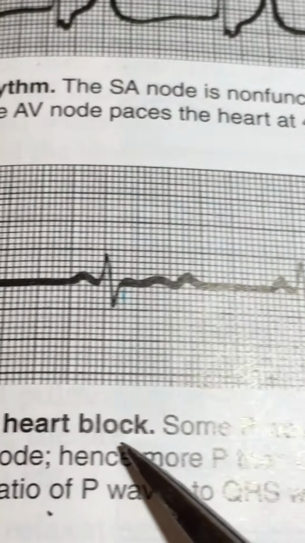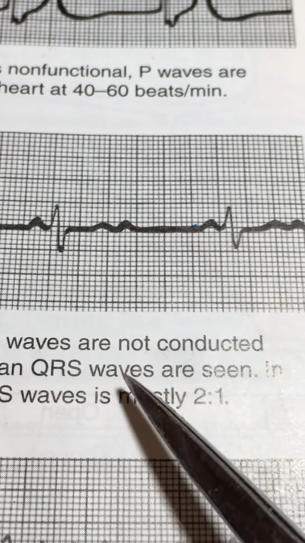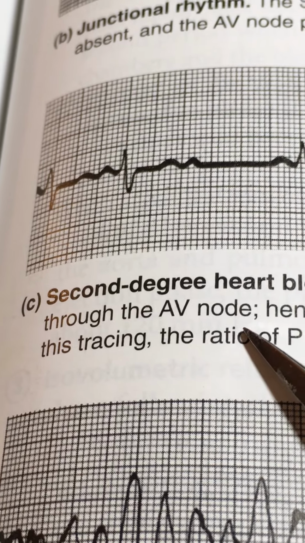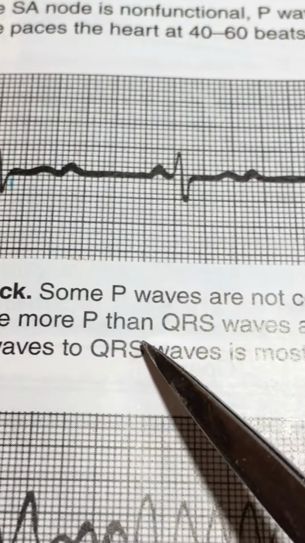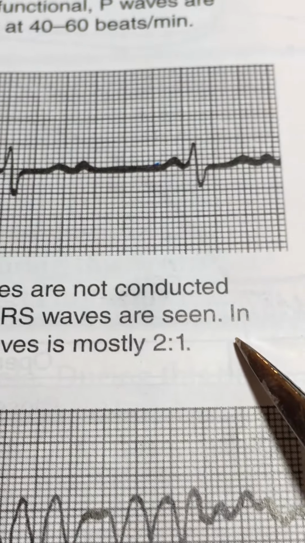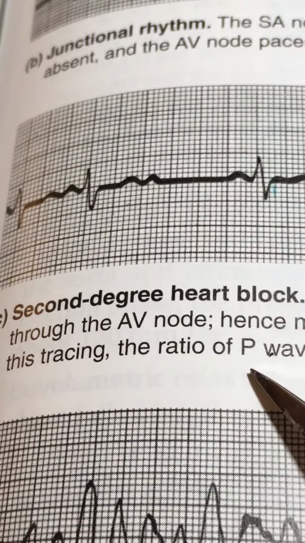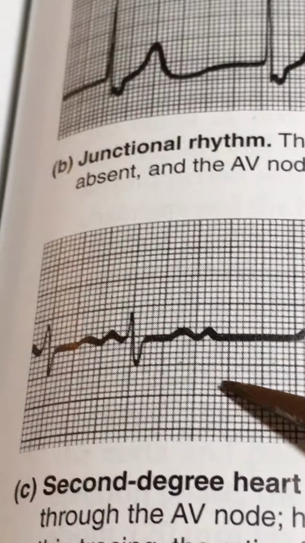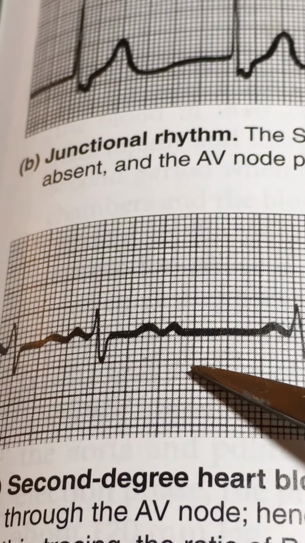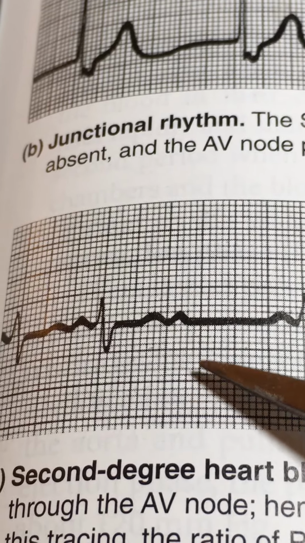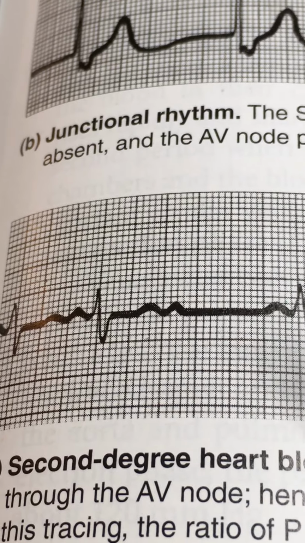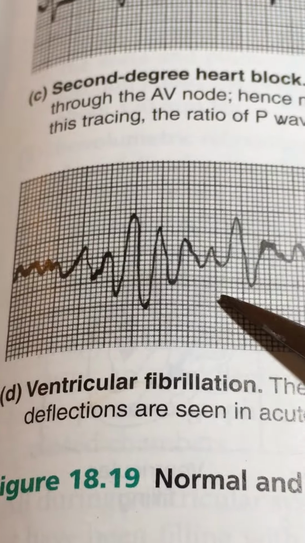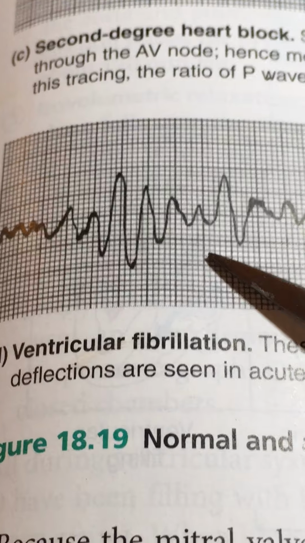The second degree heart block, some P waves are not conducted to the AV node. Hence, more P than QRS waves are seen. Okay, and they're not discussing too much about it beyond that. And so I'm only offering you a hypothesis that the tissue between the SA node and the AV node has been partially damaged. So some signals getting through, some not. Over here we have complete disconnection with everything about a normal rate.